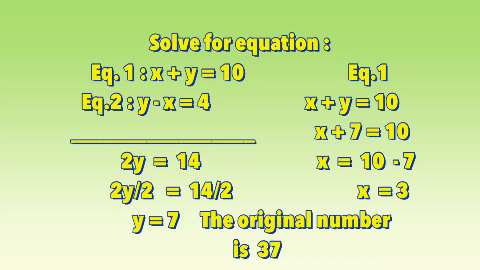Since we have the value for y, next we're going to solve for the value of x using equation 1, x plus y equals 10. x plus the value of y, 7, substituted, equals 10. Then transpose the 7 to the right side of the equation, it becomes negative 7. Then 10 minus 7 equals 3. So the value of x is 3. The original number is 37.